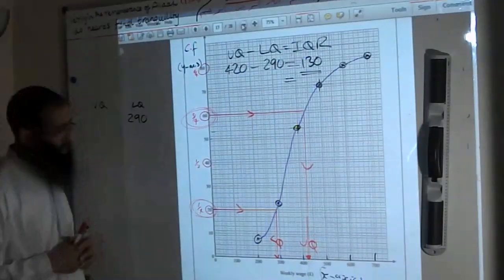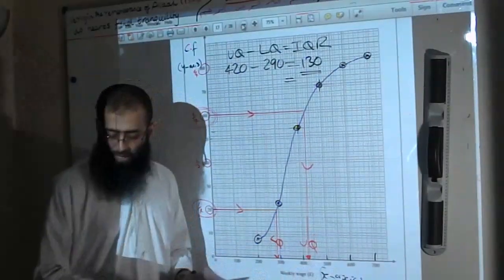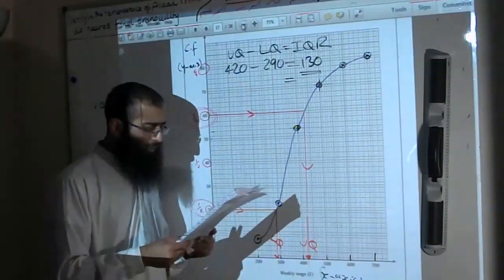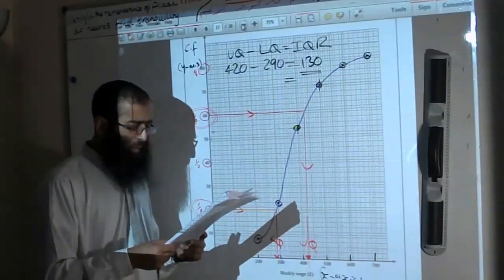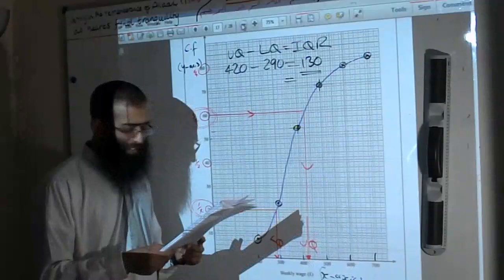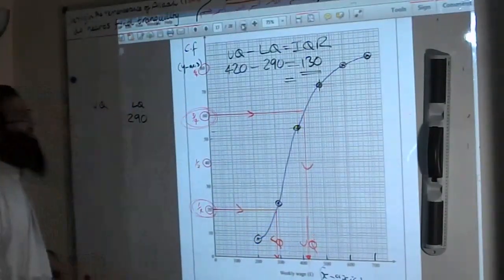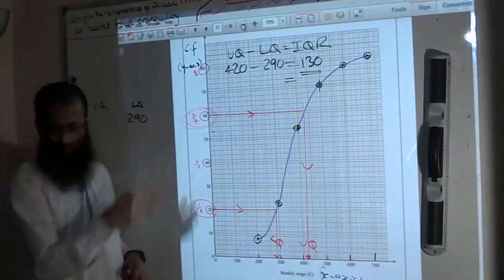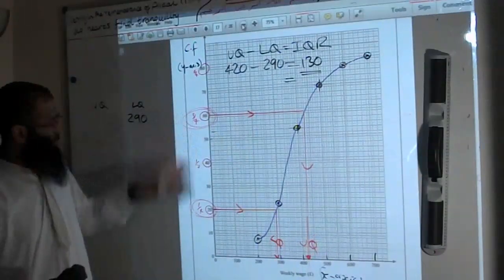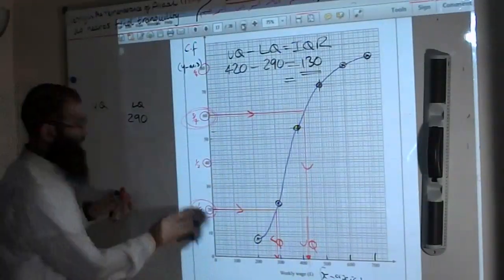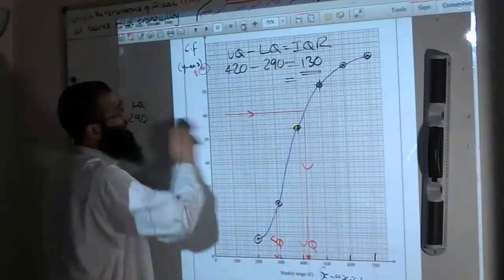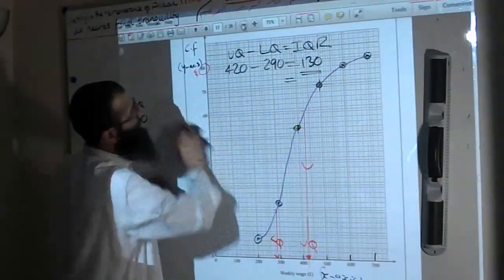Okay, now, next question. Question D. So again, I'm going to read it out from here. It says, use your graph to find an estimate for the number of workers with a weekly wage of more than 530. More than 530. Okay, what I'm going to do for this part of the question, I'm going to rub off these 3/4 and 1/4, for this part of the question. Alright, this is going to confuse things a bit. So we don't need this anymore now. That's done.